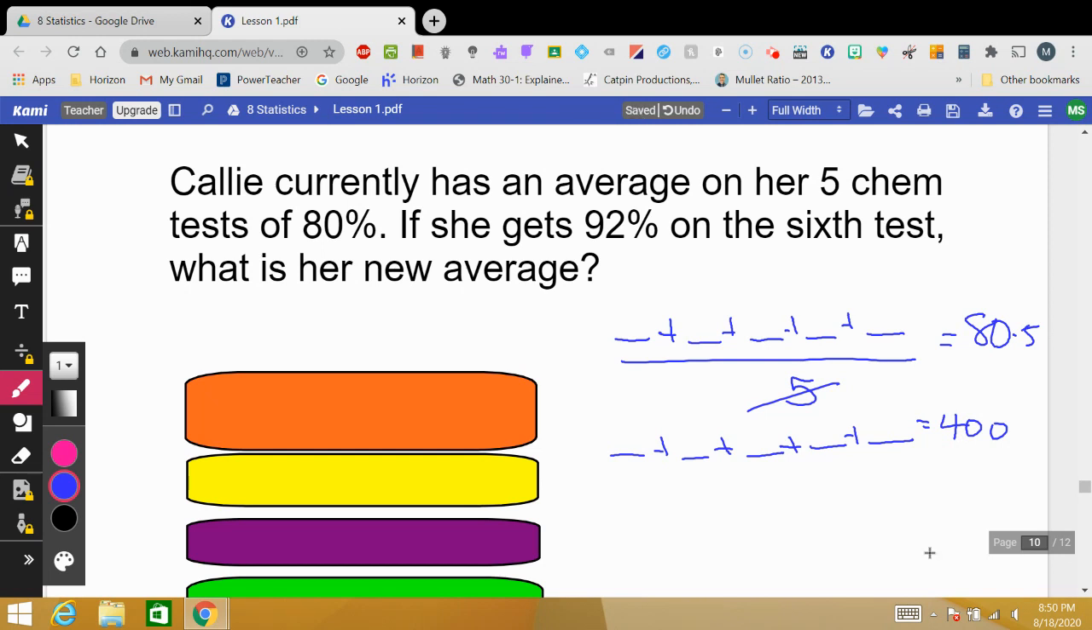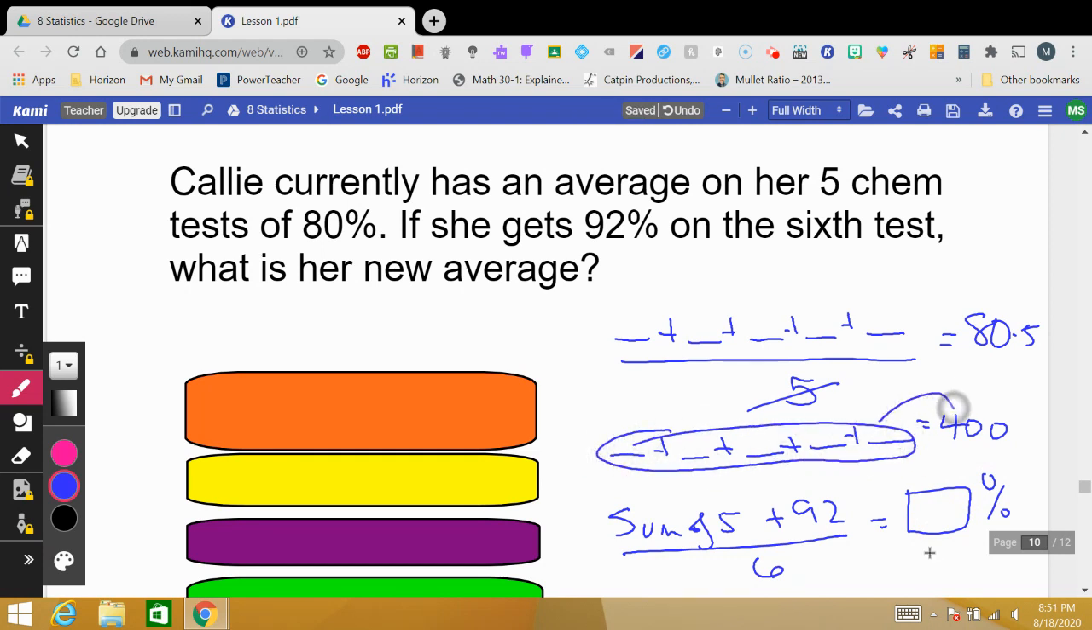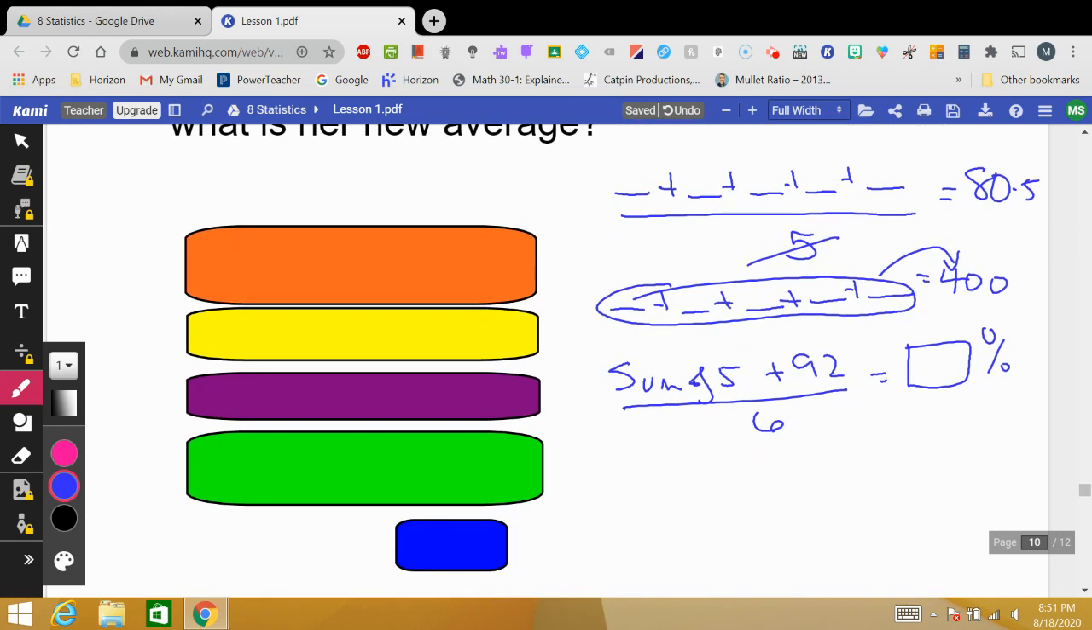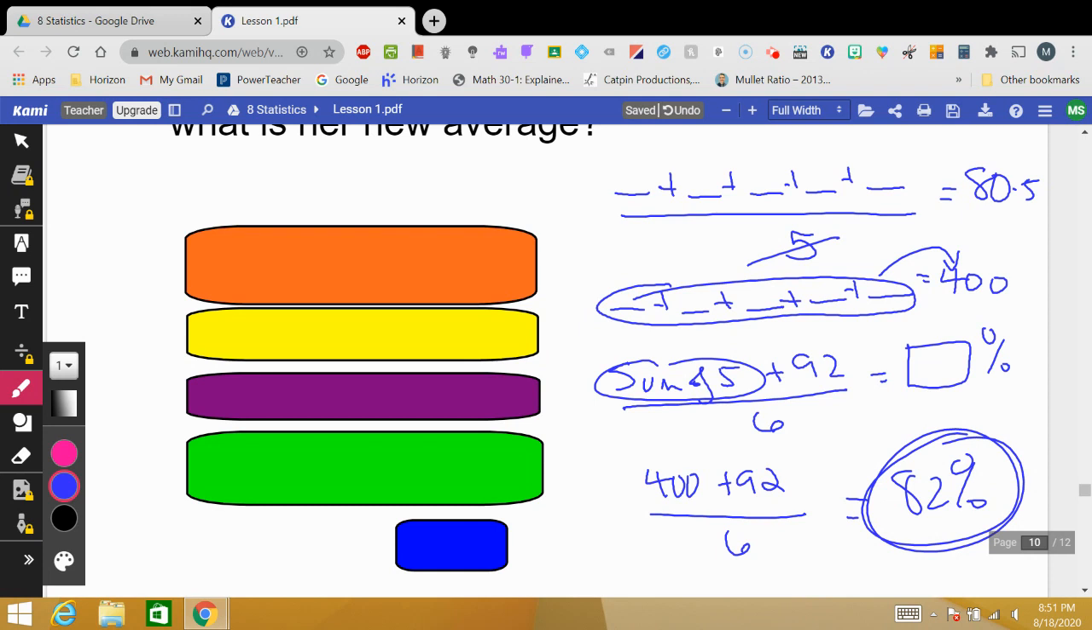So we're going to add in a 6th test score. So we've got the sum of the 5 plus 92. Now she's got 6 test scores, and we need to know what that new average will be. We know the sum of the 5 is 400. So I'm going to go 400 plus 92 and divide that by 6. And that gives me 82%. So that would be her final average.